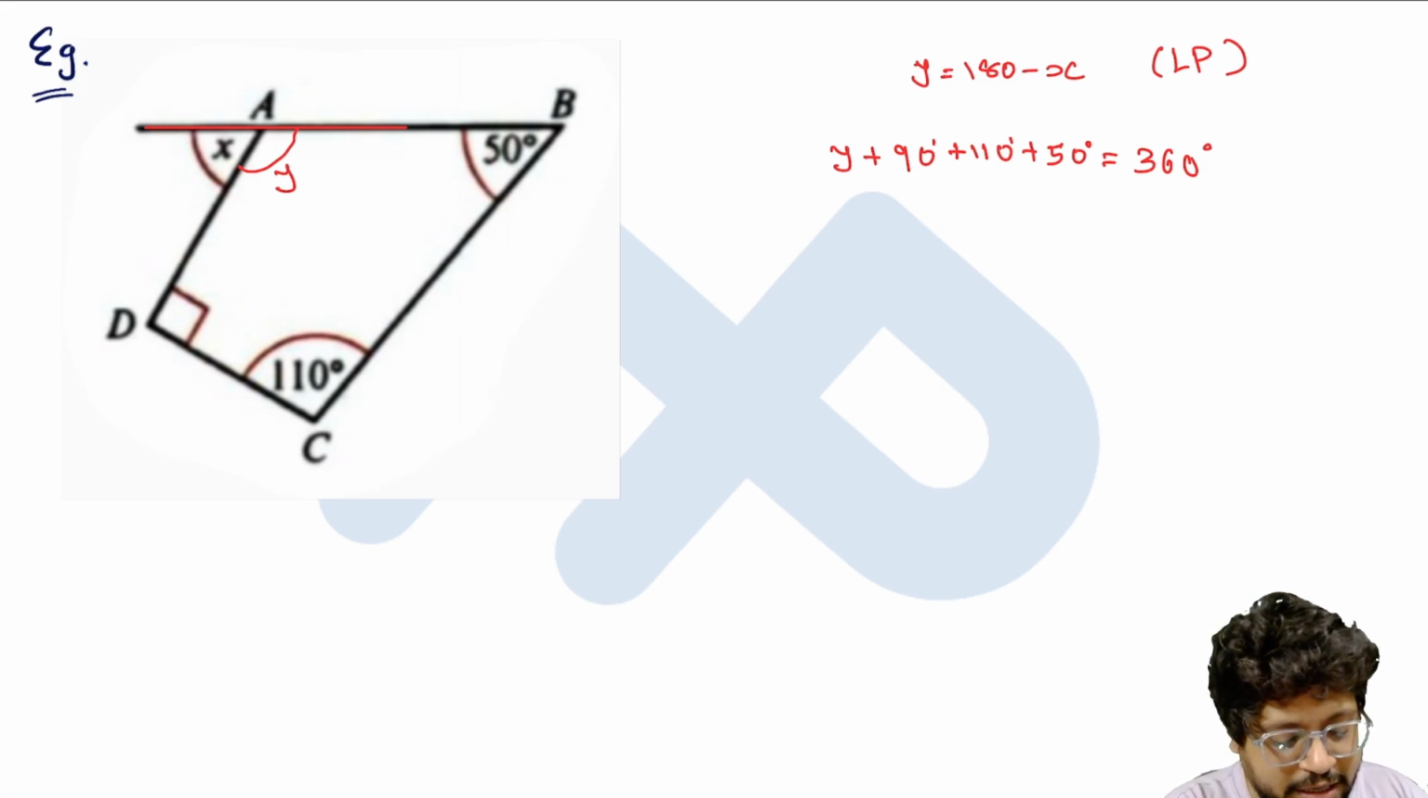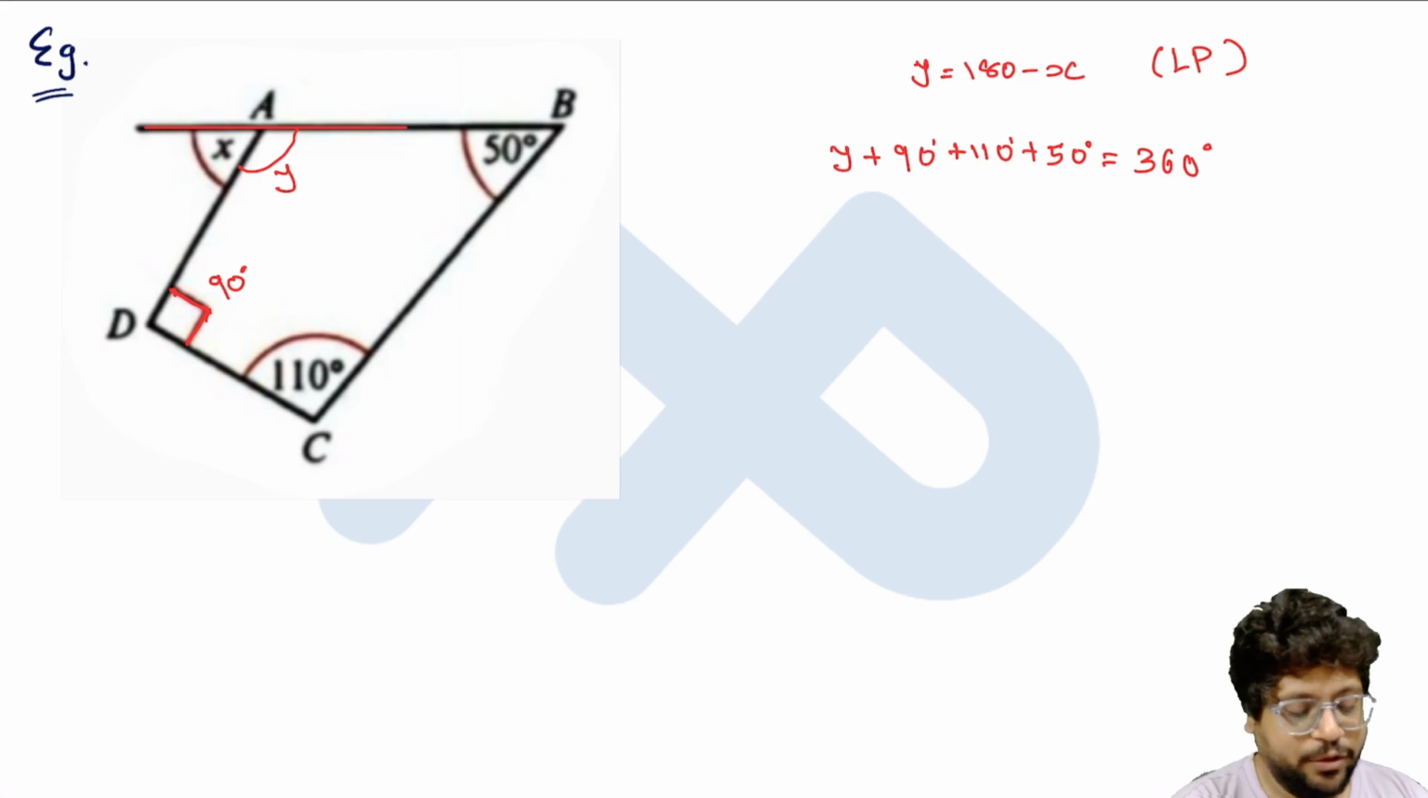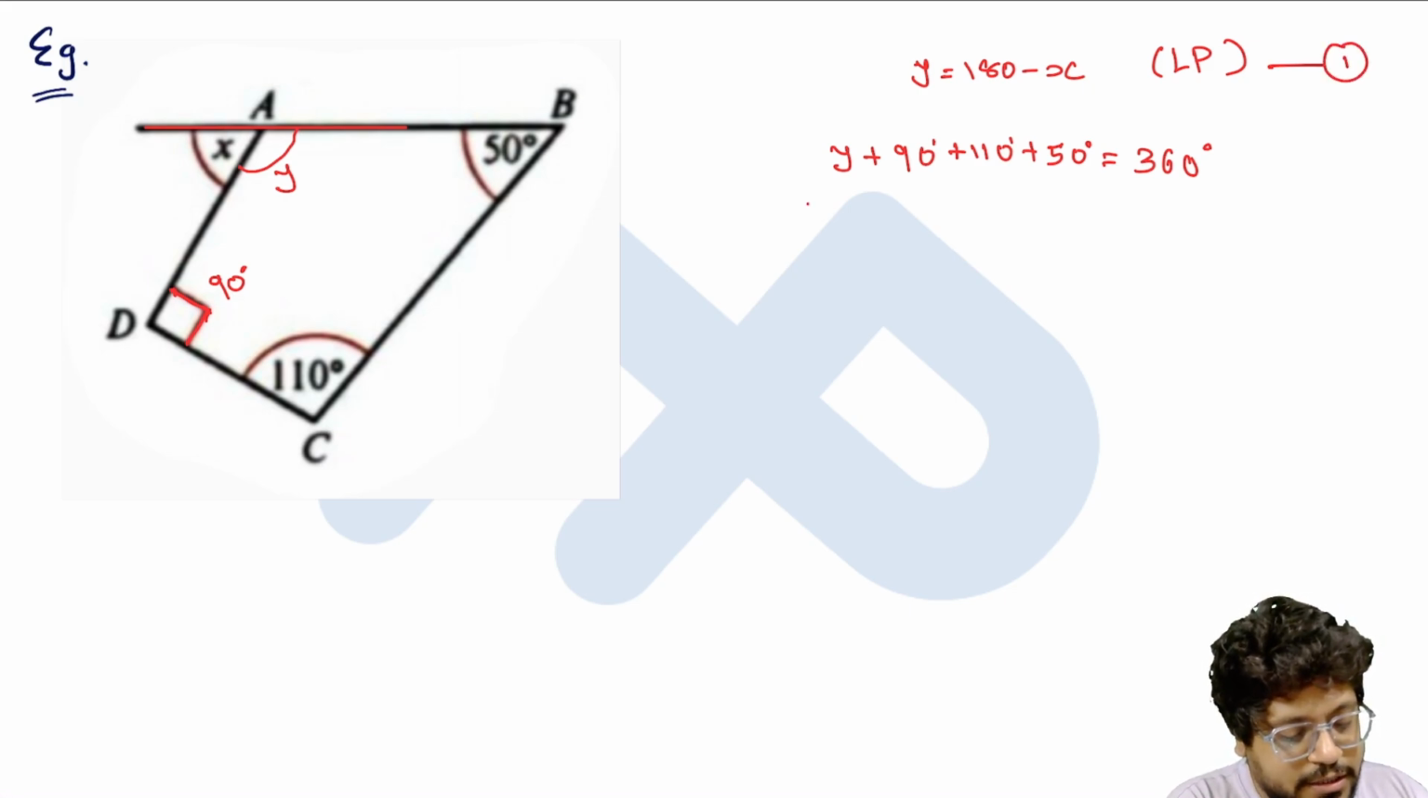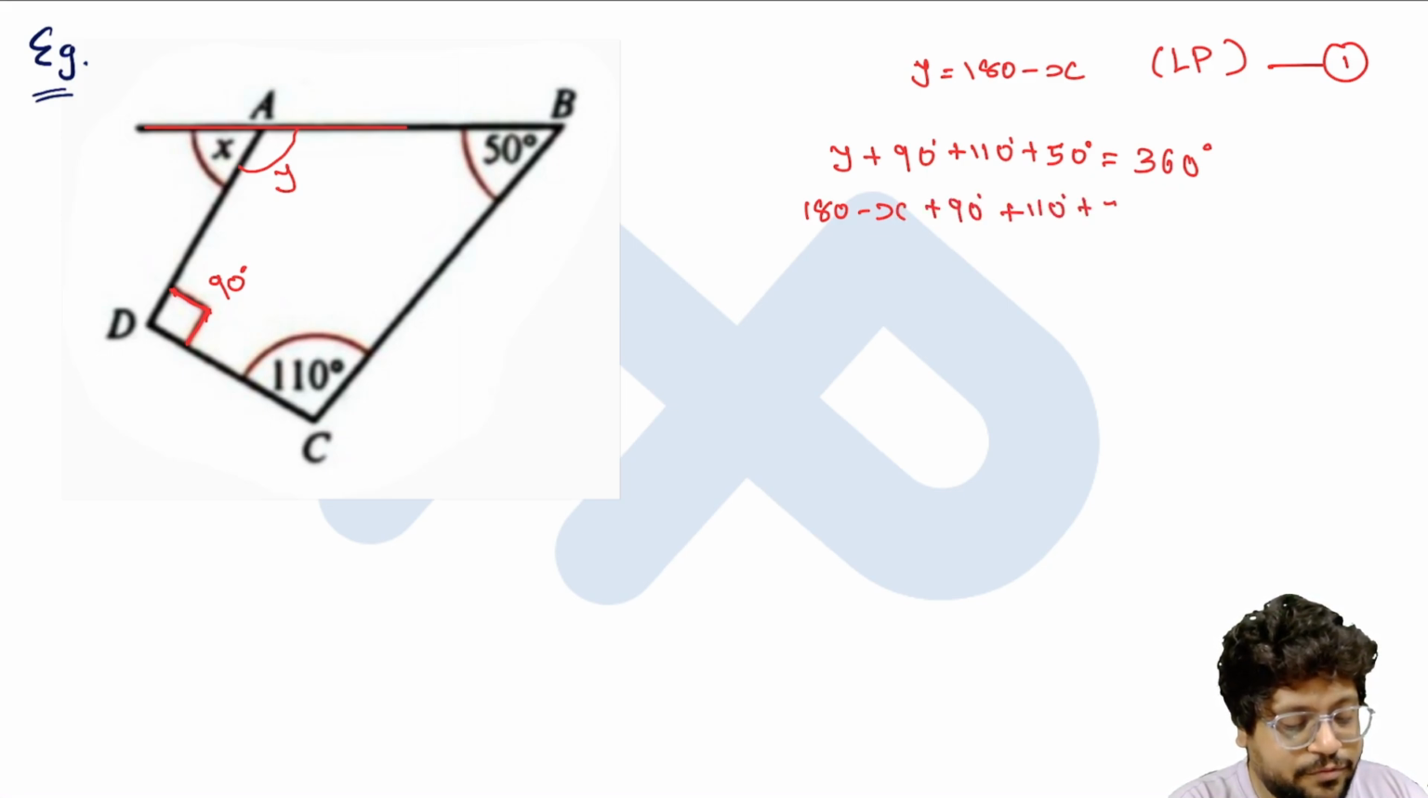Remember one thing, in the case of 90, they will not give you the 90 degrees. Instead, they'll give you the angle as a square like this. So you'll have to understand that the square means it's 90 degrees, it's perpendicular. So let's replace this y with 180 minus x from result 1. So 180 minus x plus 90 plus 110 plus 50 is equal to 360.